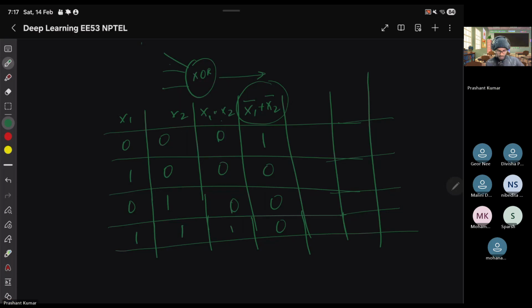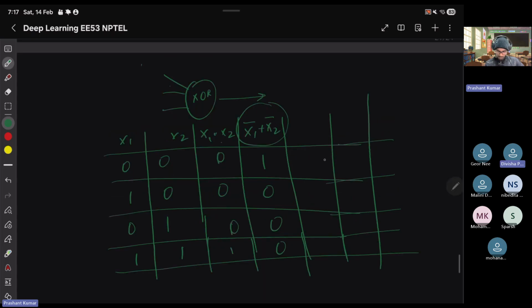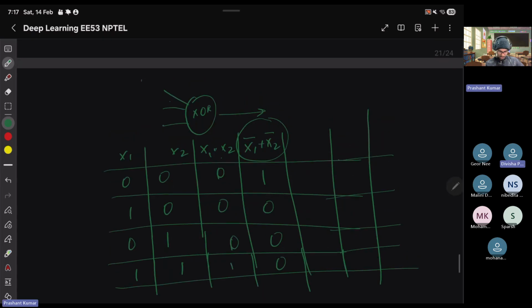When both are 1, then only it will be 1. Yes, that is correct. And if I am multiplying it, there are multiple ways to do the same thing. If you multiply x1, x2 and x1 bar plus x2 bar, then the multiplication will be always 0.